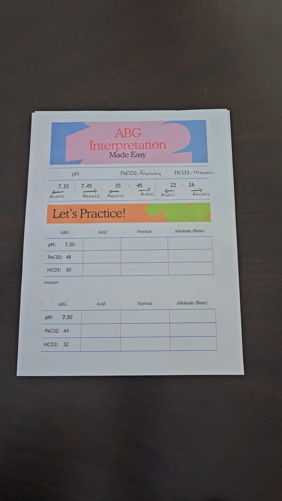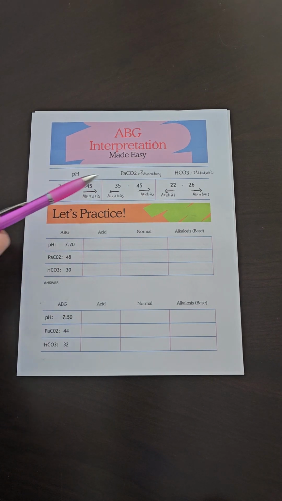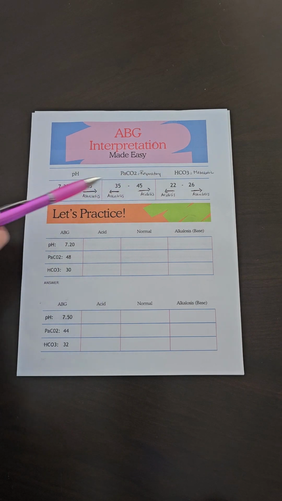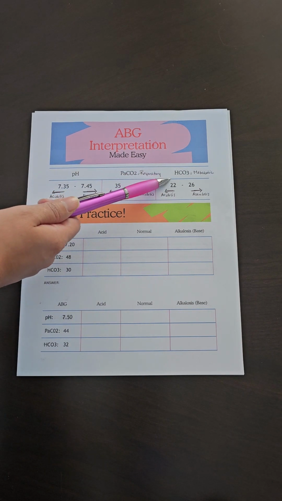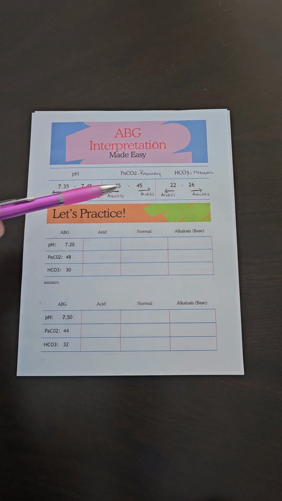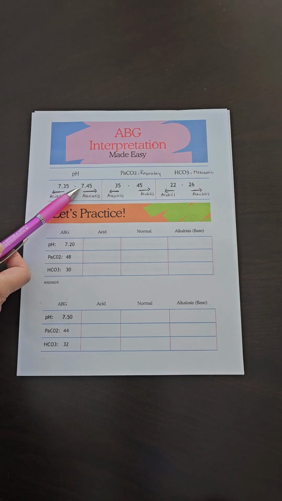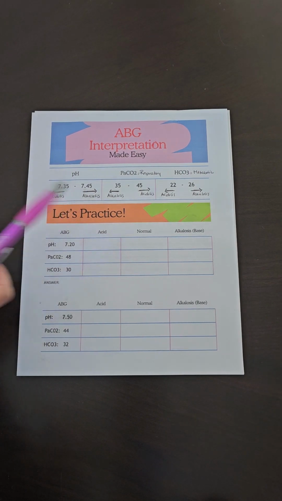There's three components to ABG interpretation. We have our blood pH, our partial pressure carbon dioxide, which represents respiratory, and our HCO3, which is bicarb, and that represents metabolic or the renal system. pH values are 7.35 to 7.45. Greater than 7.45 is alkalosis. Less than 7.35 is acidosis.